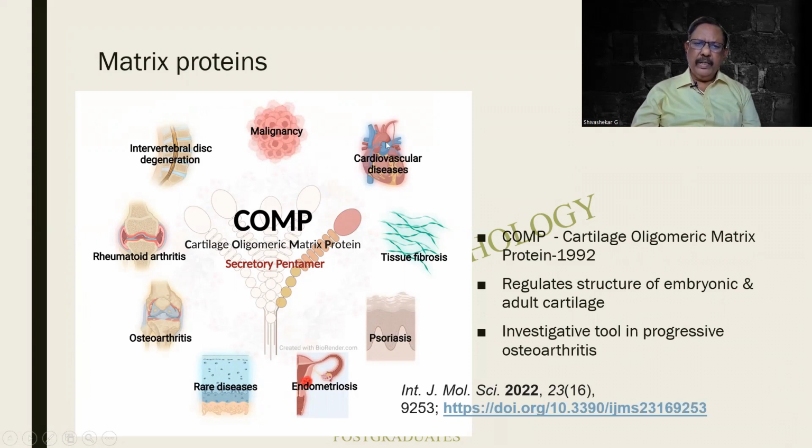Intervertebral disc, cardiovascular diseases, rheumatoid arthritis, osteoarthritis, tissue fibrosis, psoriasis, endometriosis, and very rare other diseases. Because if you go to the net and search for it, you'll be going in different directions. And there are pioneers who have done research in each of these. This is the reference for this particular diagram. You can go to the text.